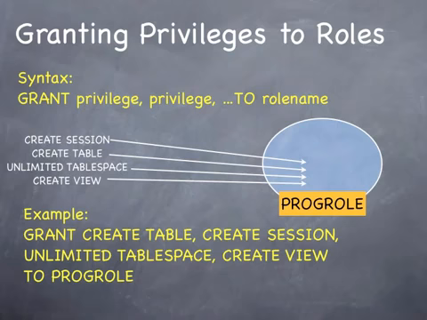In the example, which reads as grant create table, comma create session, comma unlimited tablespace, comma create view to prog role, four privileges, namely create table, create session, unlimited tablespace, and create view are being granted to the role called prog role.